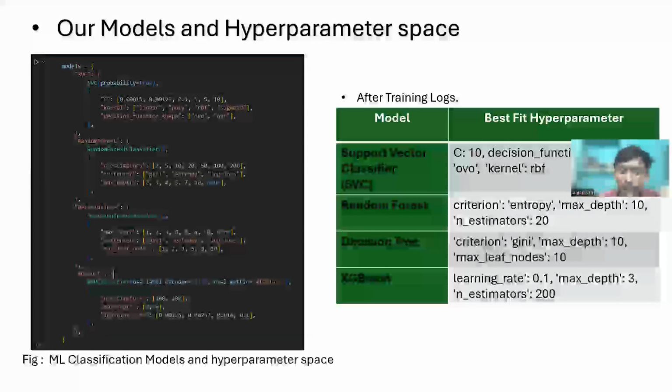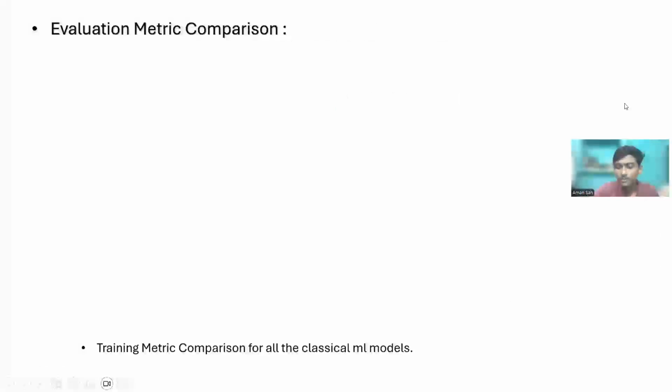In these parameters for support vector, during training, I experimented with different C values, different kinds of kernel, different decision function shapes. Similarly, for random forest, different numbers of estimators, criteria, depth, nodes, and learning rate, and then fit the model.